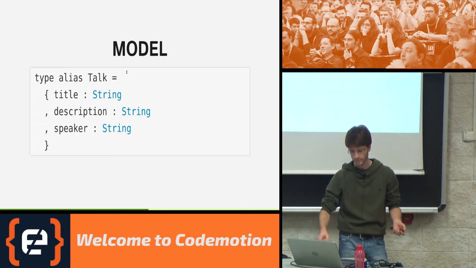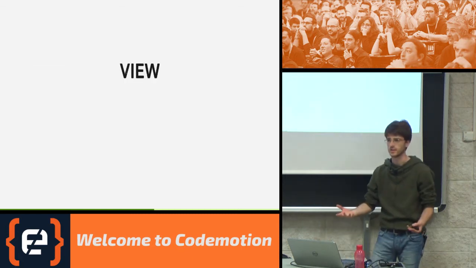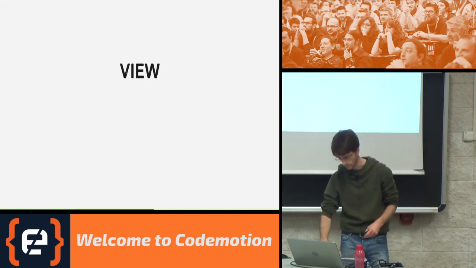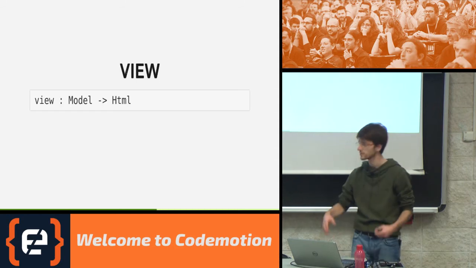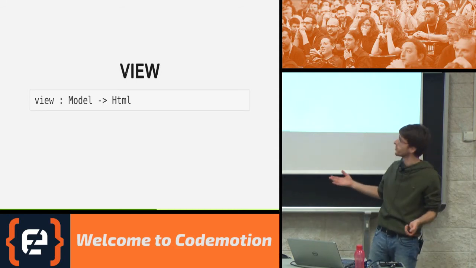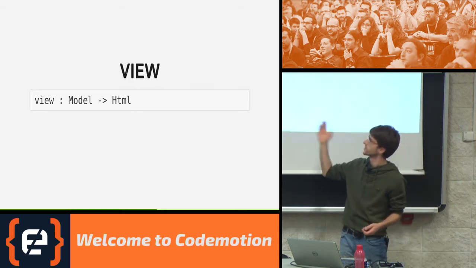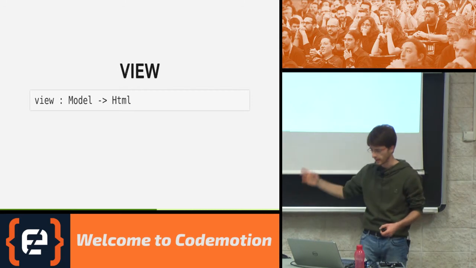Okay, now we want to represent this on the screen. We have a model, we want to represent it. We use the view pillar. And to do this, we have just one function. It's a stateless, pure function that just takes our model and returns some HTML.